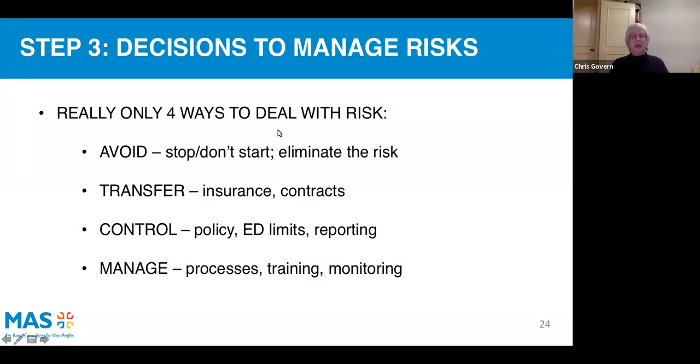So now I get to step 3. I've identified my risks. I have looked at the likelihood and the consequences, the impact. So I've analyzed the risk. Now I've got to make some decisions. How do I manage that risk? And there are really only 4 ways to manage risk.